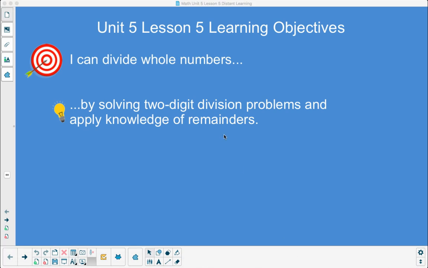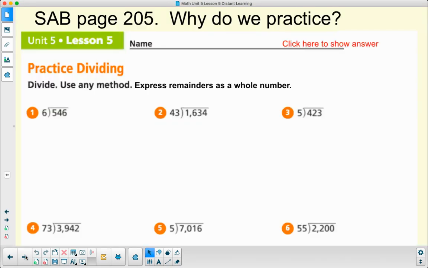The learning objective today is: I can divide whole numbers by solving two-digit division problems and applying knowledge of remainders. You will start on Student Activity Book, page 205. Why do we practice? That's right, we practice to get better at something. All you're doing is practicing dividing.